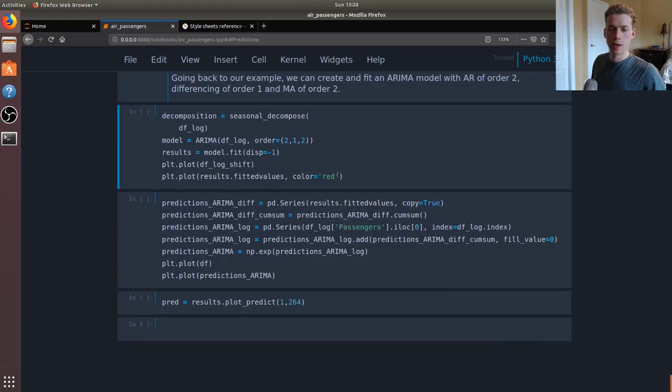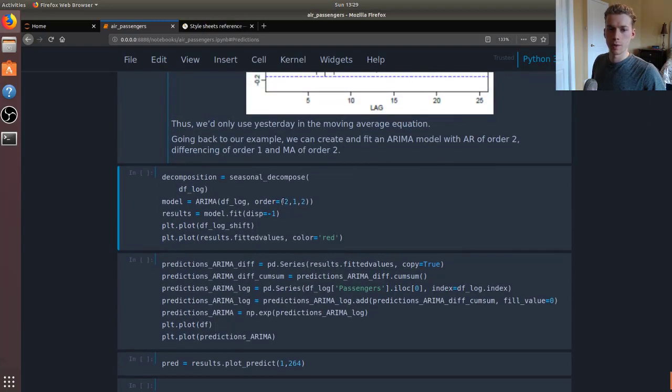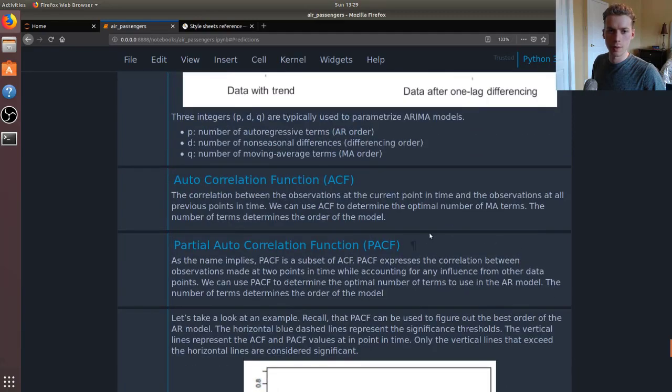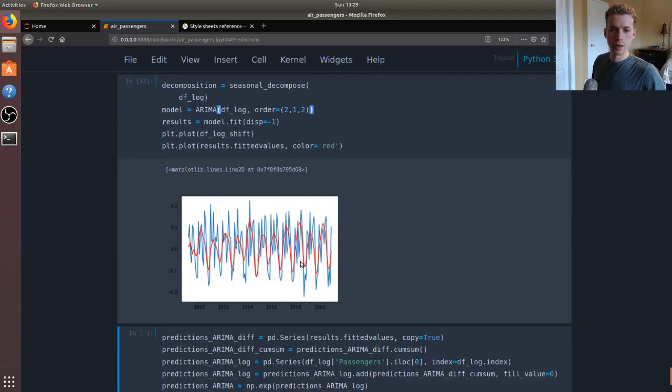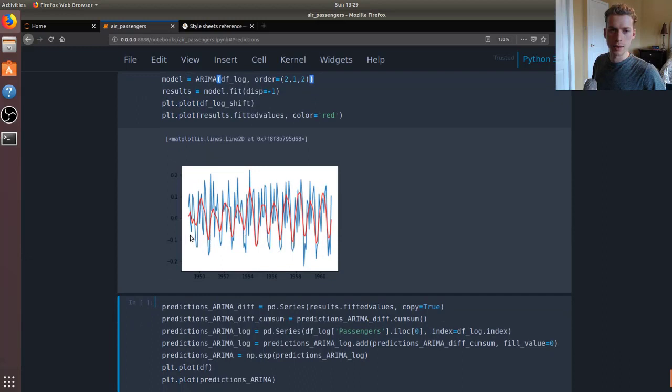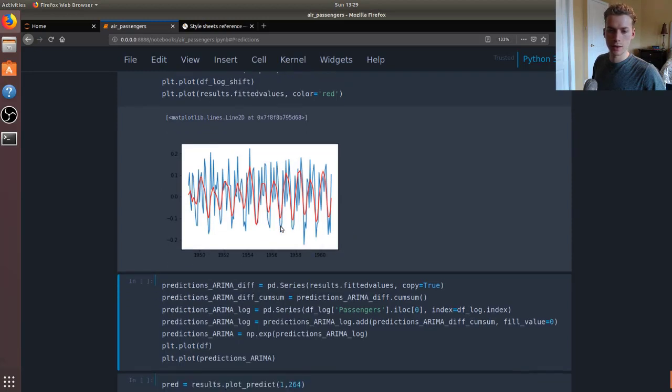So now let's go ahead and create and fit an ARIMA model. Is it AR first? I honestly don't remember. Yeah, it's AR first. So AR of order 2, differencing of 1, and then moving average order of 2. We'll go ahead and run that. And you can see here these are the fitted values. So this is after it's been trained.